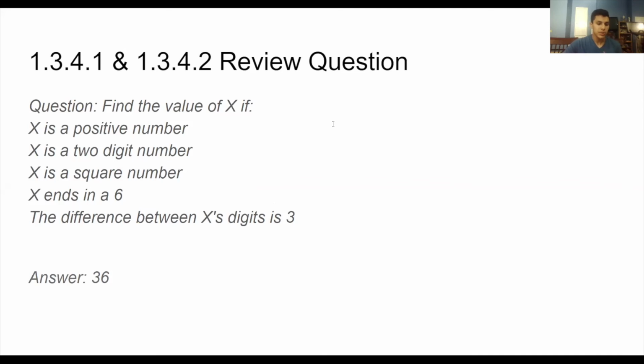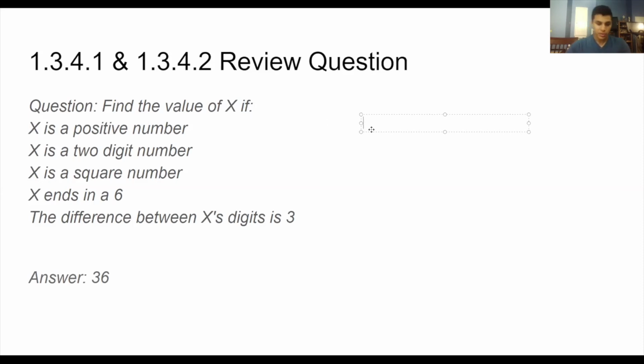So in this question, we have 5 different conditions. X is a positive number. X is a 2-digit number. It's a square number. It ends in a 6. And the difference between x's digits is 3. So let's go through each condition, and then we need to eliminate numbers based off that condition. So first, x is a positive number. So in order to eliminate some numbers, we can basically say that x is a natural number. Because if you remember, natural numbers are all numbers that are 1 and above without a fraction or a decimal.